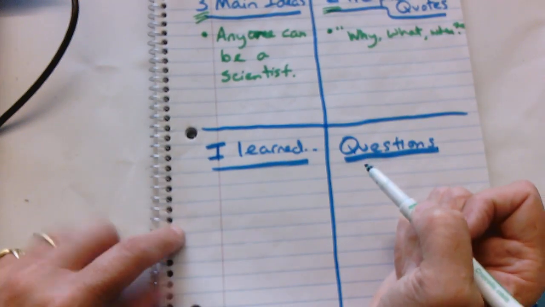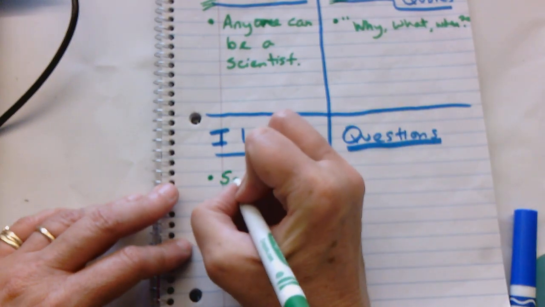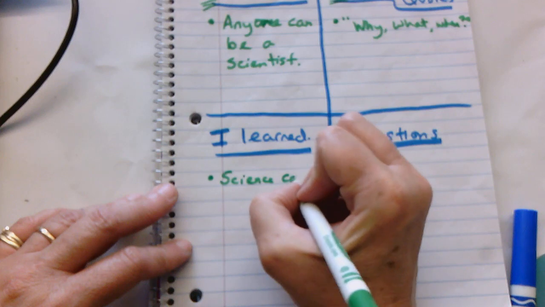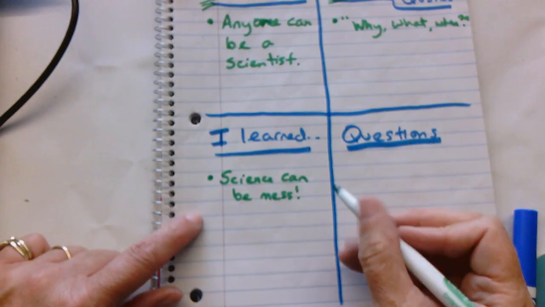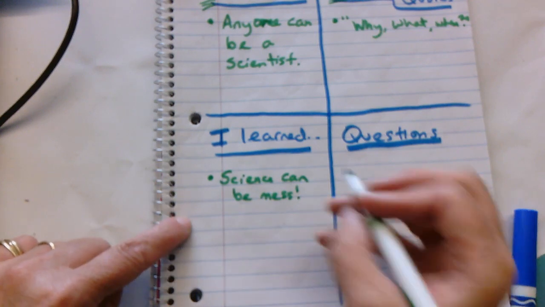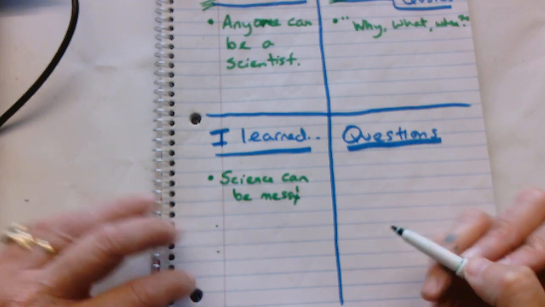Something that you learned, you can put a lot of different things here. One thing I'm going to put is science can be messy, because sometimes it is. Science can be messy, and then you can come up with maybe a couple more things on your own.